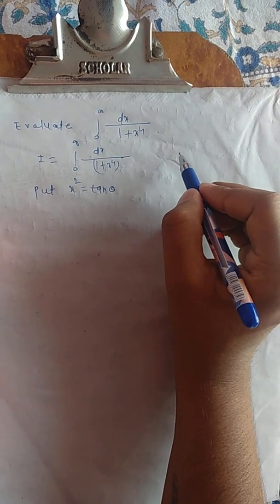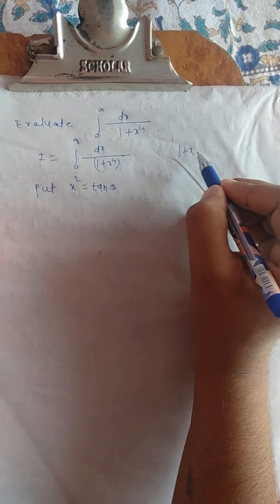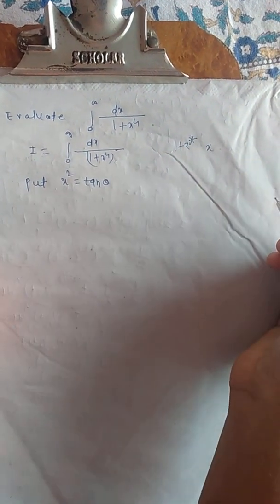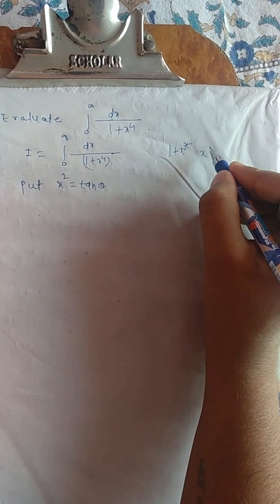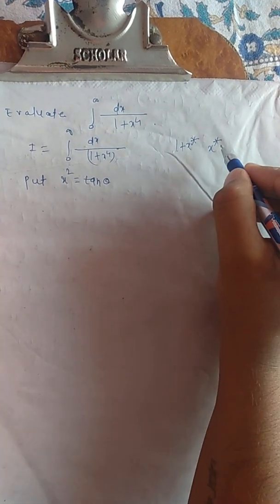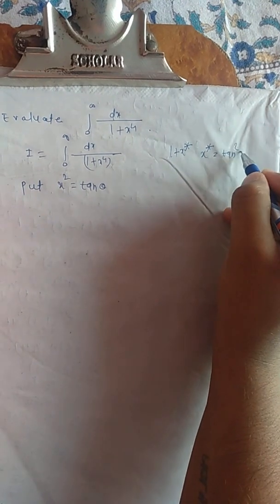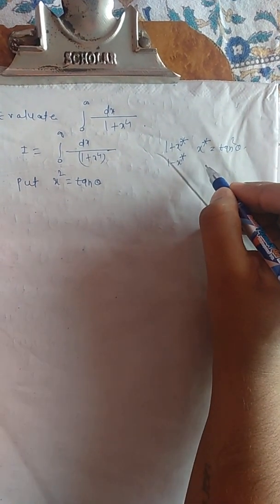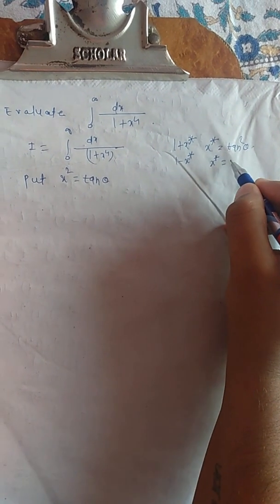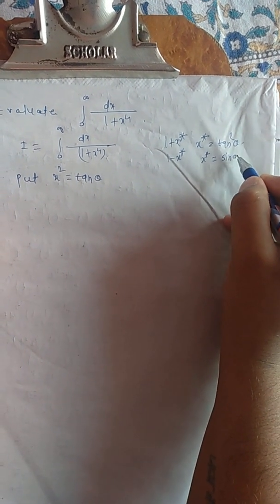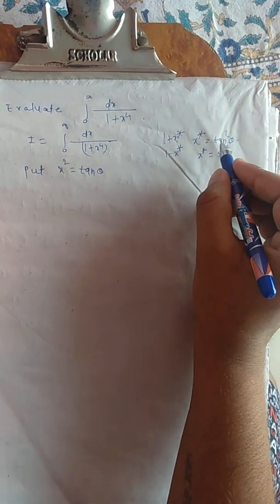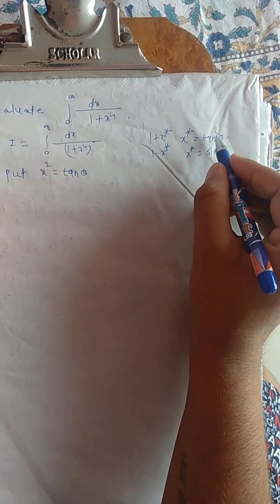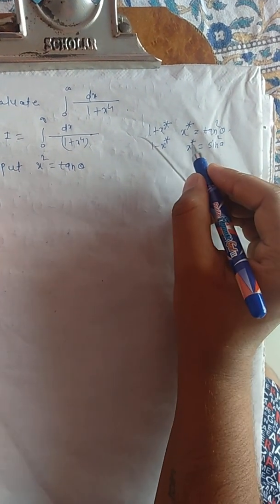Keep this in mind: whenever 1 plus x raised to a power is there, we always replace x raised to that power with tan square theta, and when 1 minus x raised to a power is there, we replace x raised to that power with sin square theta or cos square theta. Here also you can substitute tan square theta or cot square theta.